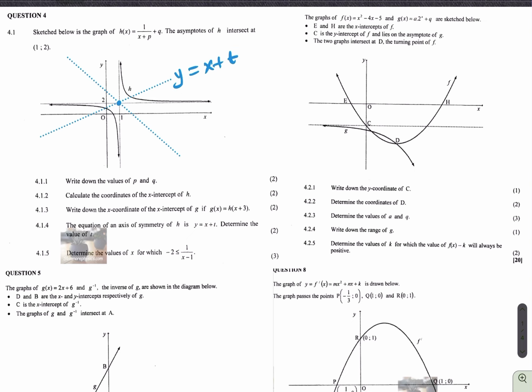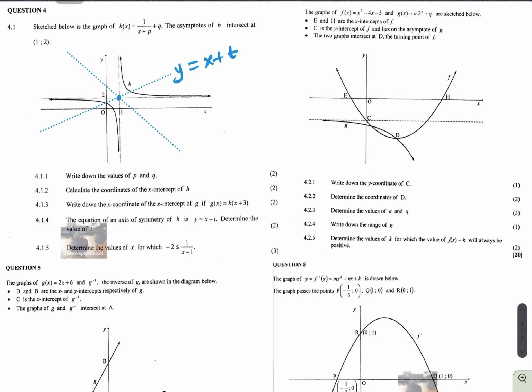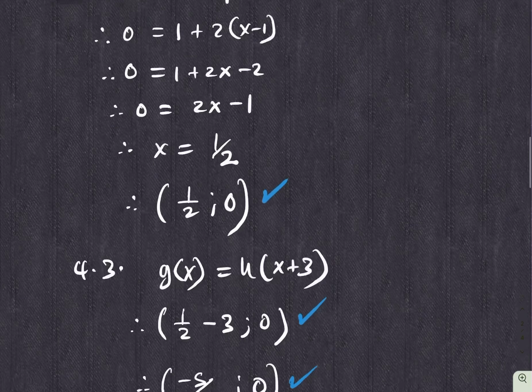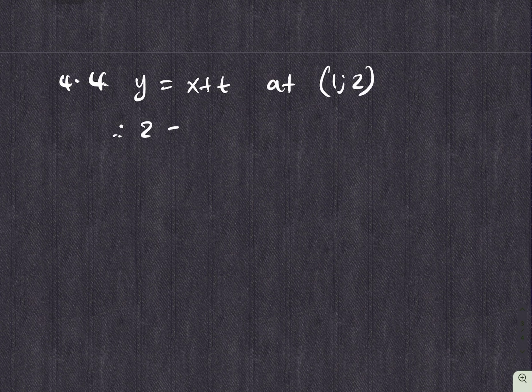How many marks? That is 2 marks. So let's really do that together: y equals x plus t at a point. The point is (1, 2). Let's solve for the value of t there. How do you do that? You plug that point in. That is 2 equals 1 plus t. Therefore, t equals 1.